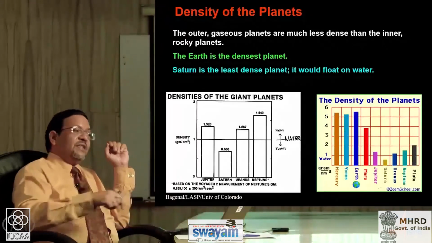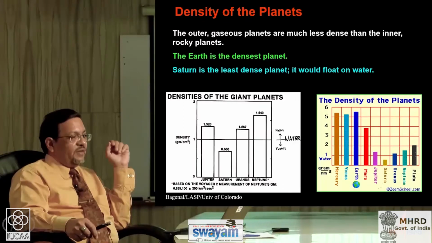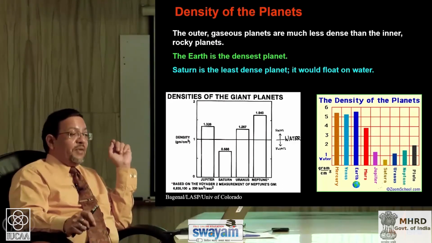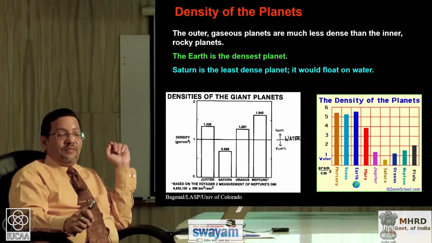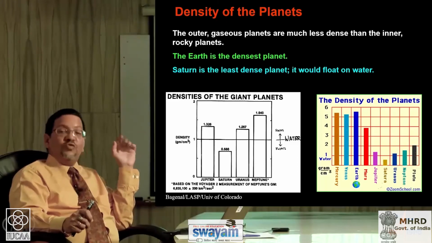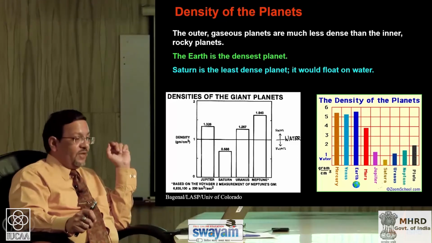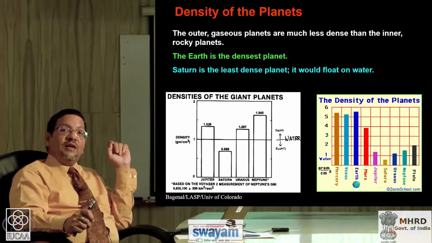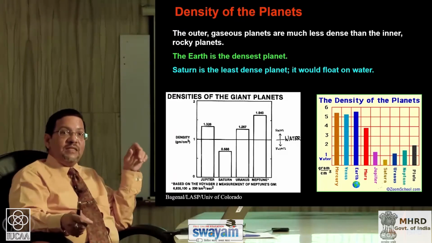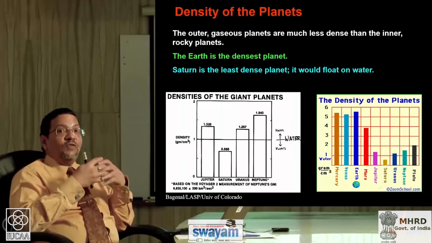If you look at the densities of the planets, which are plotted here, the planet Earth tops. You can see the density of the planet Earth is highest, close to 5.5 gram per cc, and here Saturn is the lightest, whose density is less than 1, which in turn means that the planet Saturn can actually float on water.